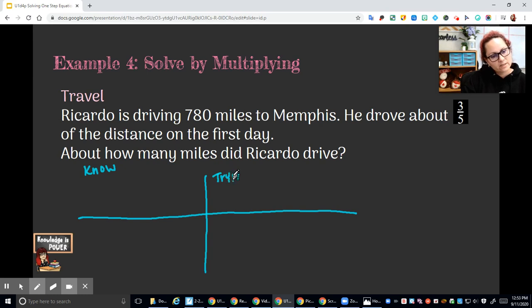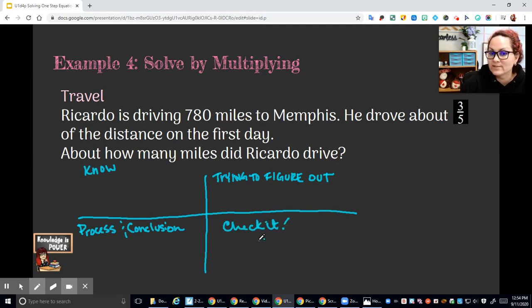Trying to figure out, okay, what is it that we want to know? That's usually reading the last question. And then here's our process and conclusion. And then finally, we do want to check it. Who doesn't want the right answer on the test, right?